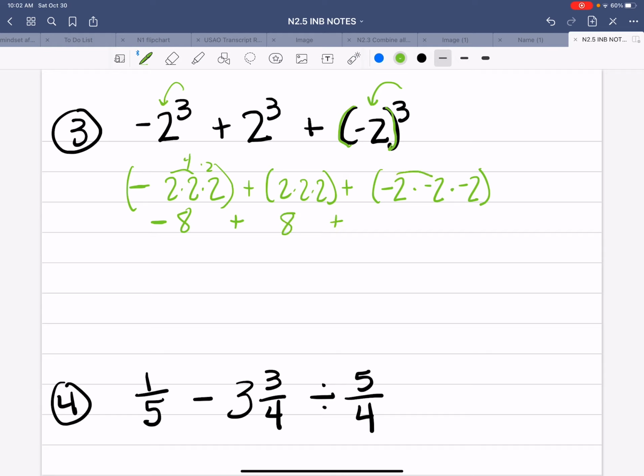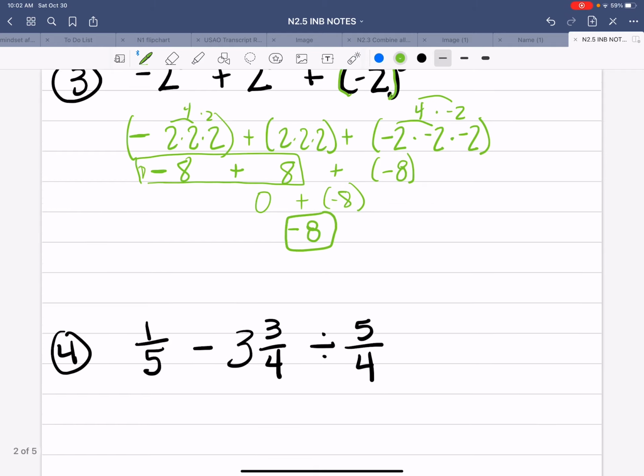Plus, this makes a positive 4 times a -2. 4 times a negative is a -8. All right. Well, this negative plus a positive 8, you can put a 0 if you need to, would cancel out and be 0 plus -8. So 0 plus -8 is just -8. So problem number 3 is -8.